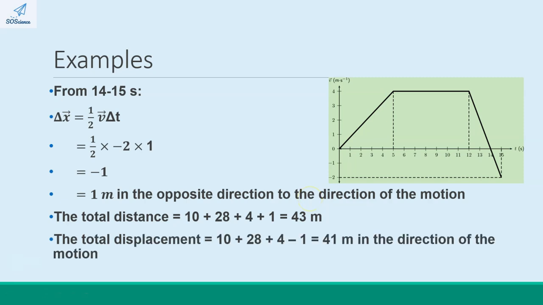For the displacement, which is the change in position from point A to point B in a straight line, we have to take direction into account. So in this case, we're going to say 10 plus 28 plus 4 minus 1. And that gives us an answer of 41 meters. And the fact that this answer is positive means that our displacement happened in the positive direction. This is a very commonly asked question that's actually quite simple to work out if you have the hang of it.